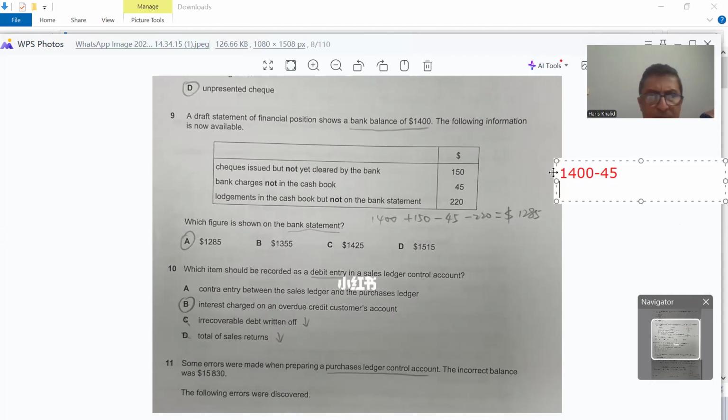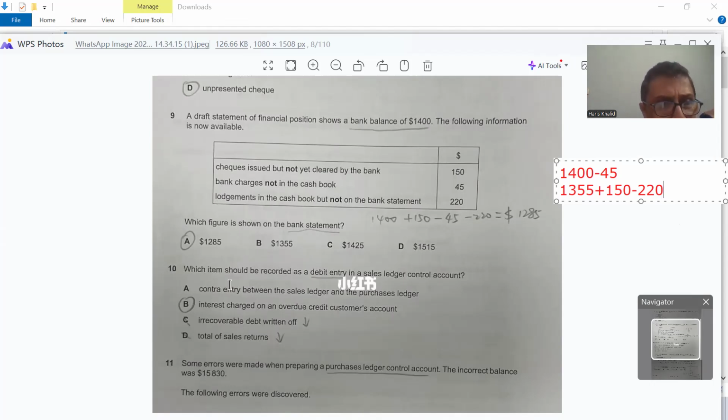Let me write it down, it will be more feasible for us. 1400 minus 45, that is 1355. That is the corrected balance of the cash book. Then, because it's a debit balance, not presented will be added, plus 150. Not credited is going to be subtracted, minus 220. You will get the answer. That is 1285. A is the answer.